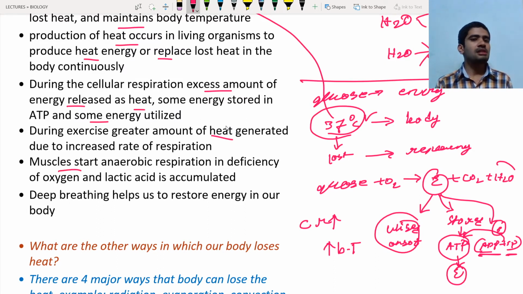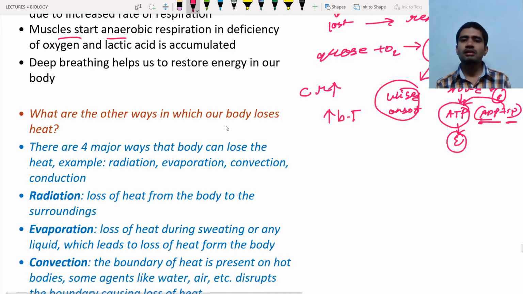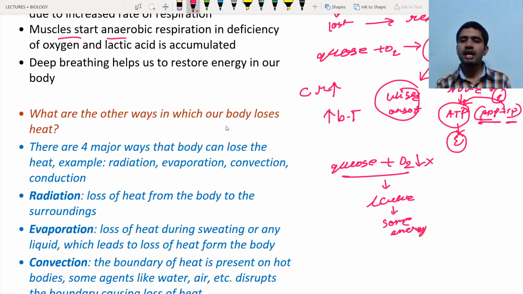As a result, the muscles start anaerobic respiration. What is anaerobic respiration? The glucose is broken down in the absence of oxygen or with a small amount of oxygen. It produces some amount of energy, and lactic acid is released during this anaerobic respiration. This lactic acid has some amount of energy, which is utilized for the production of energy in the exercise.